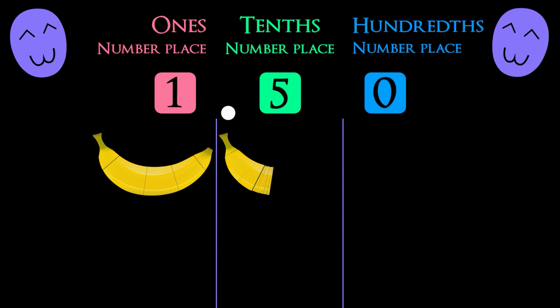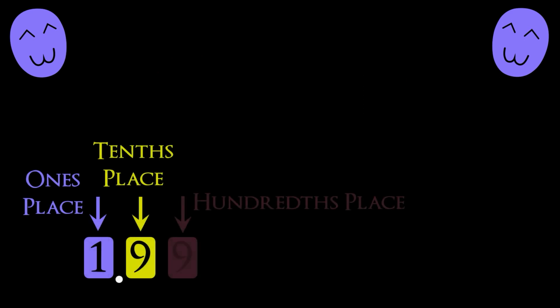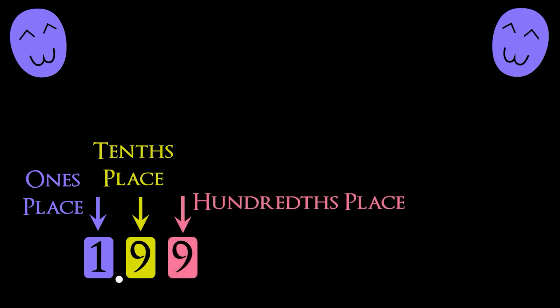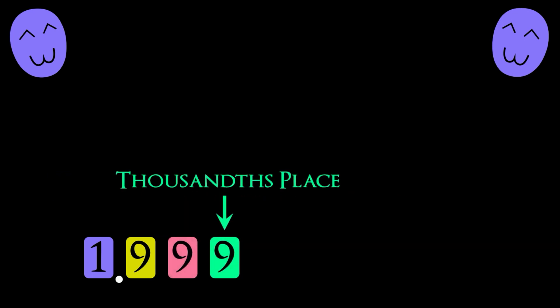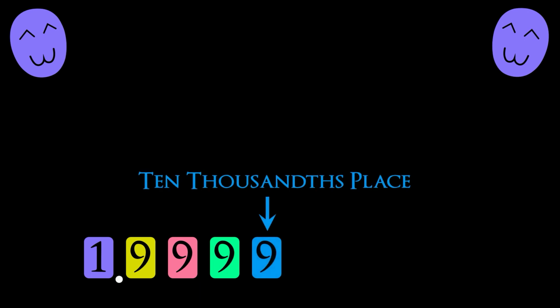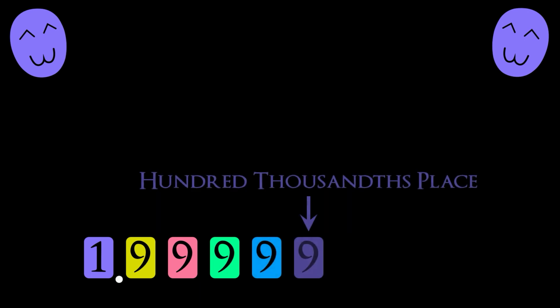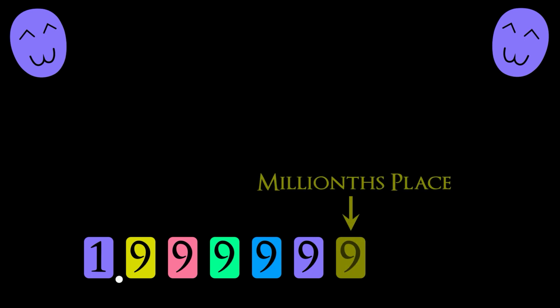Just like with the whole number places continuing forever to the left, the decimal places continue forever to the right. After the hundredths place, we get the thousandths place, then the 10,000ths place, then the 100,000ths place, and then the millionths place, and so on.